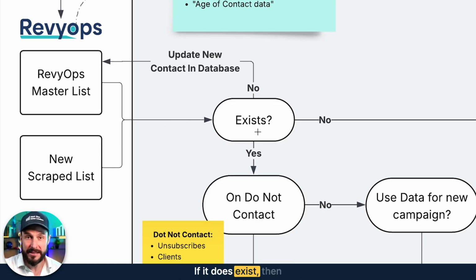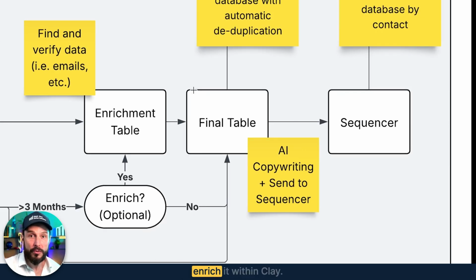If it does exist, then you're going to go to the next step. If it doesn't exist, you're going to go to update new contact and database. And from there, you're going to be able to say, hey, it's not here. I'm going to go add it in there. Now, if you don't have it, we want to go enrich it within Clay.